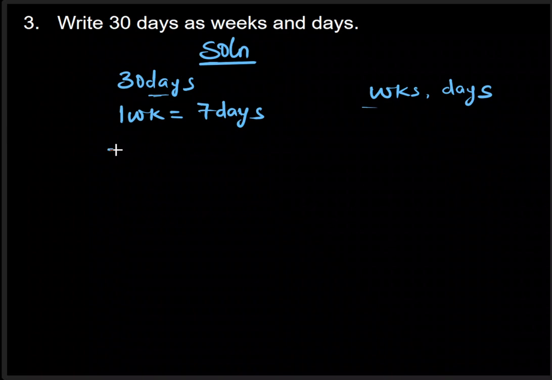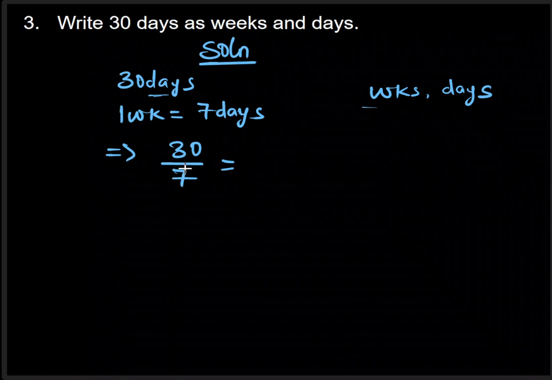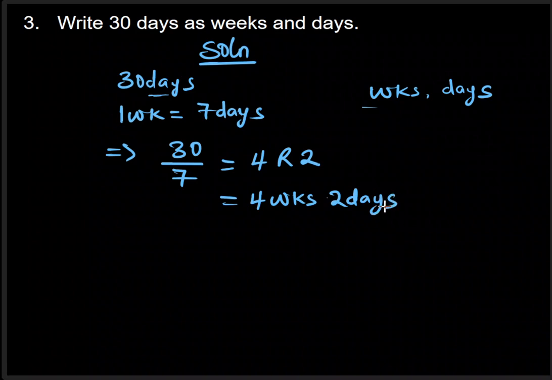So let's see. This implies 30 days all divided by 7. Like I said, use the 7 to divide since we are dealing with the base of 7. So 7 into 30 will give us 4 remainder 2. So that's equal to 4 weeks and then 2 days. All right. So we move to number 4.